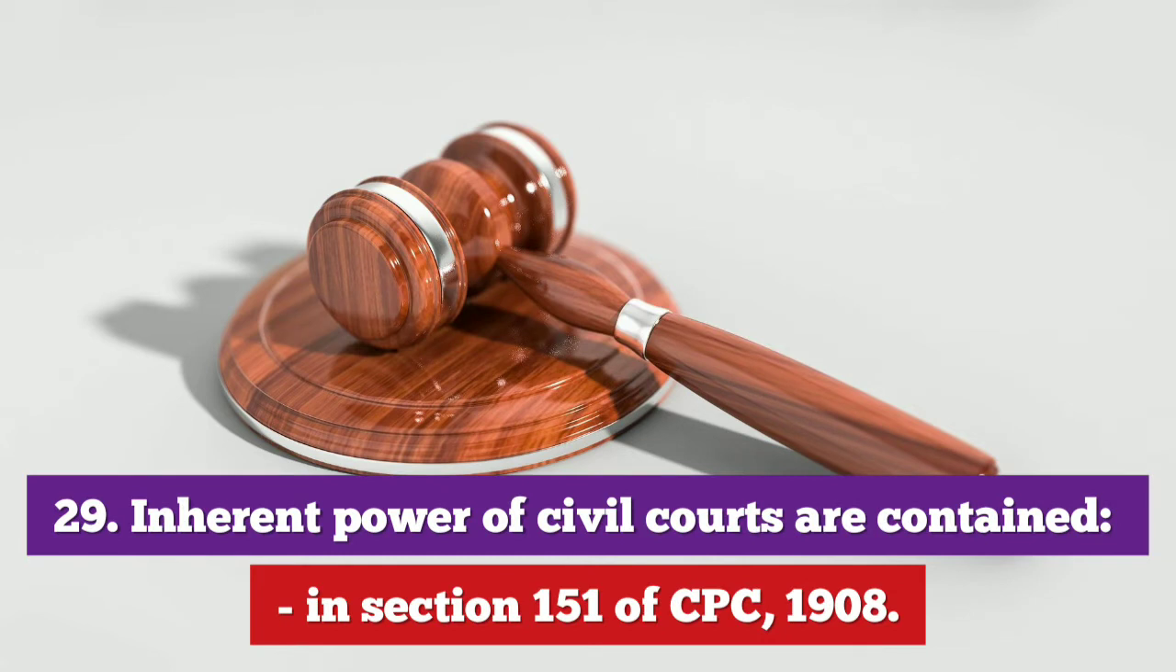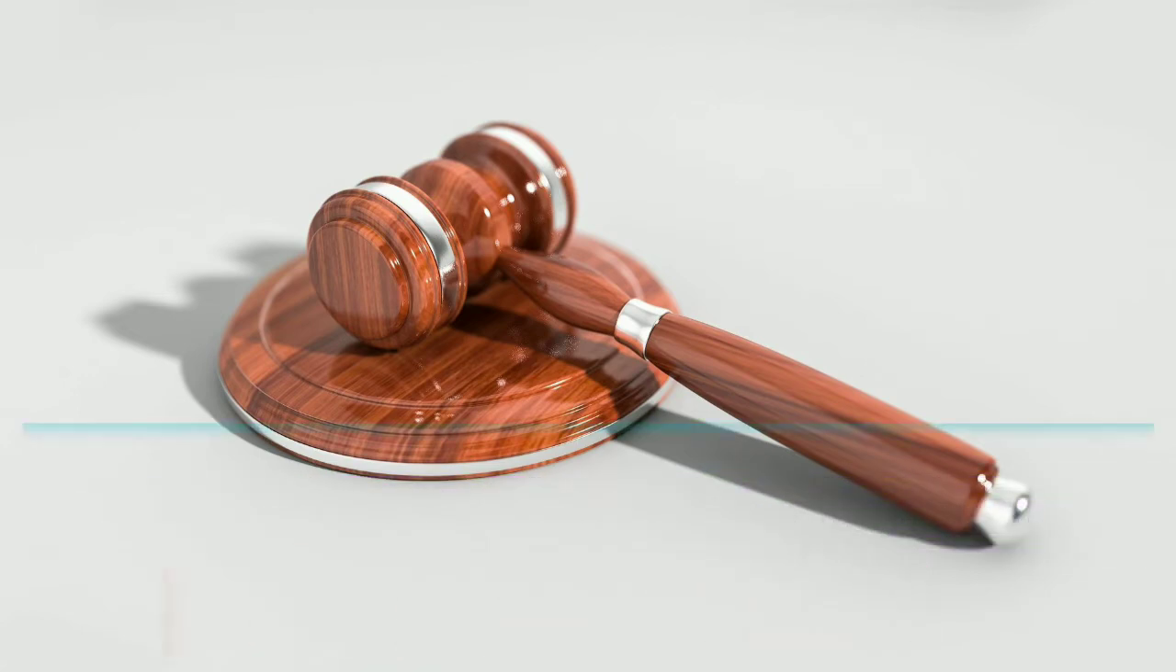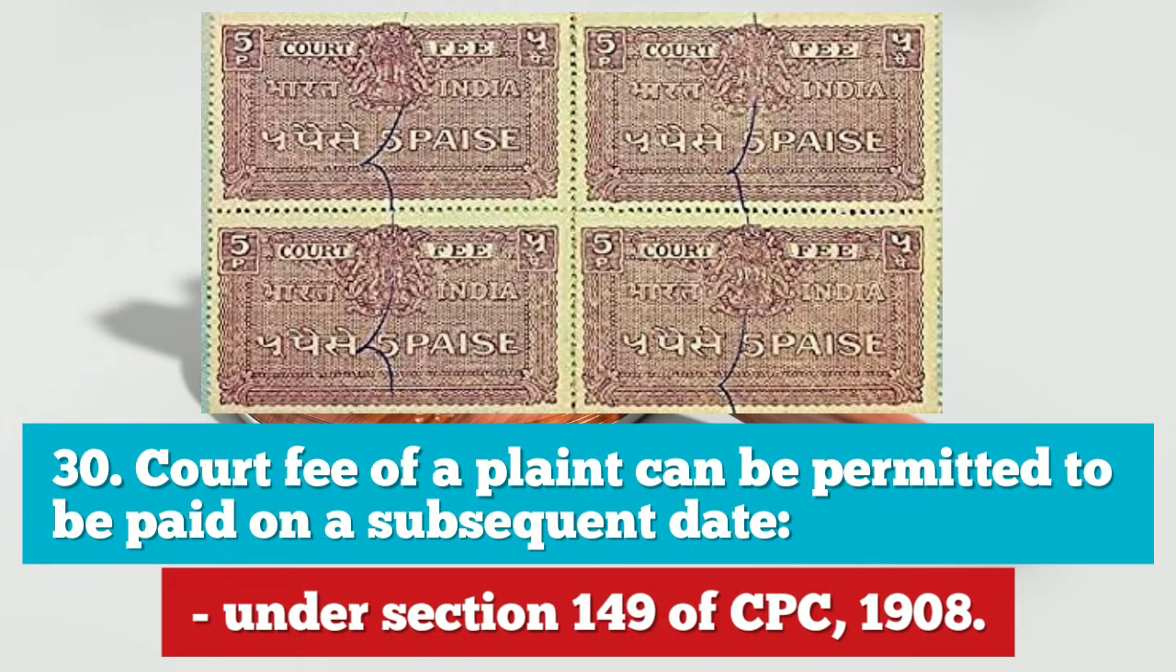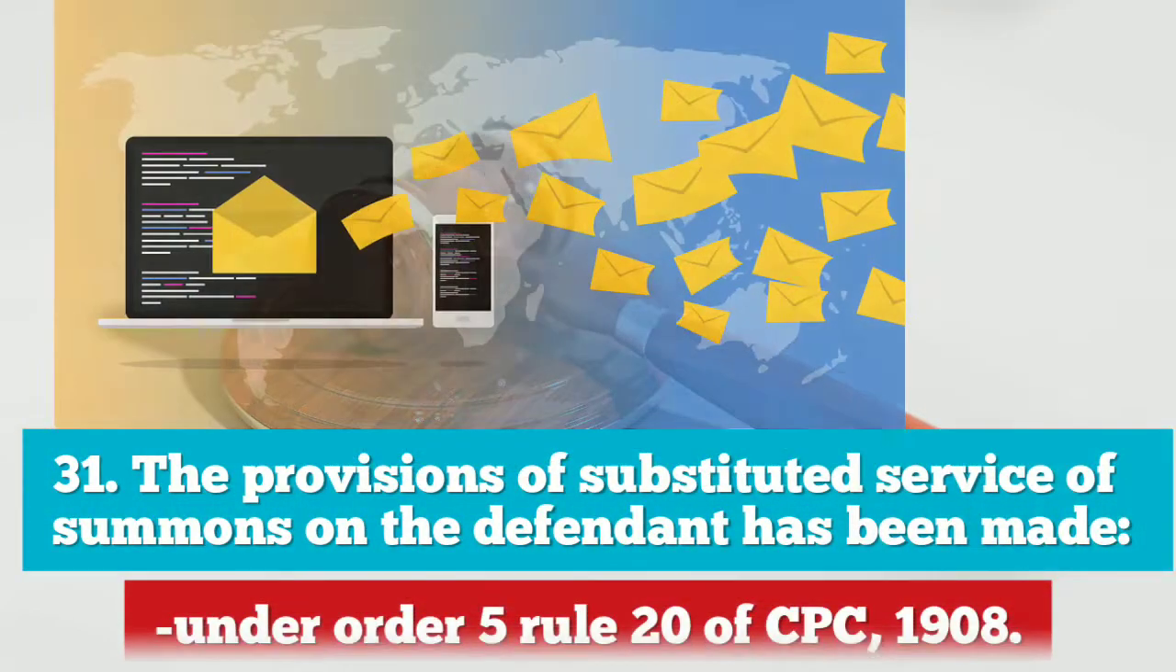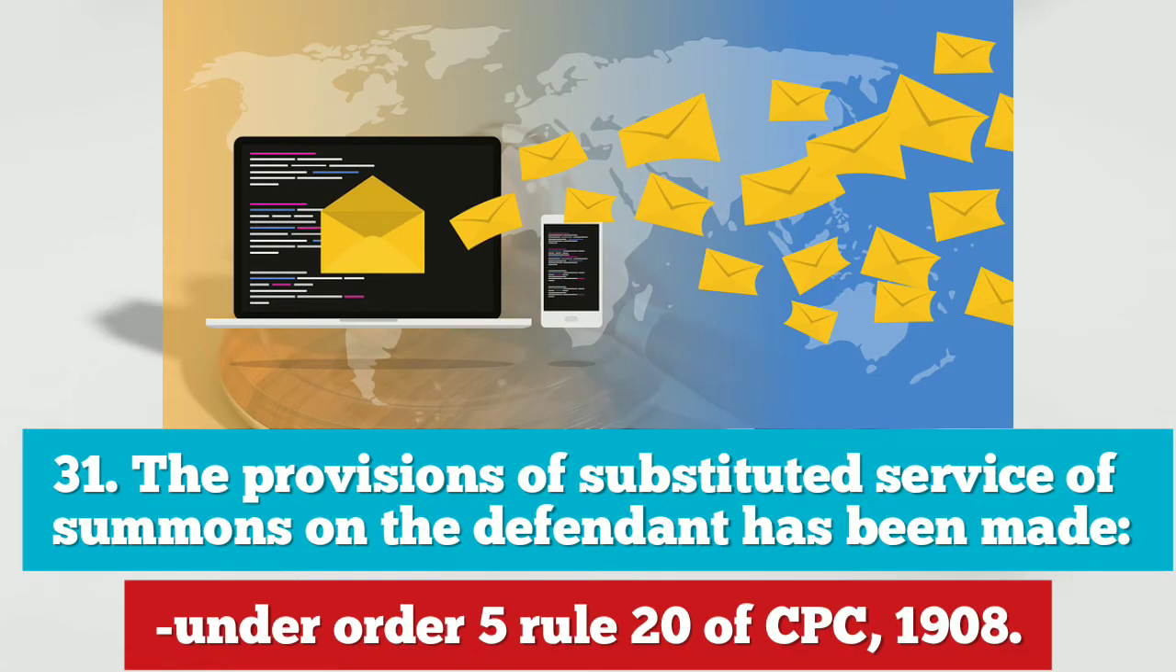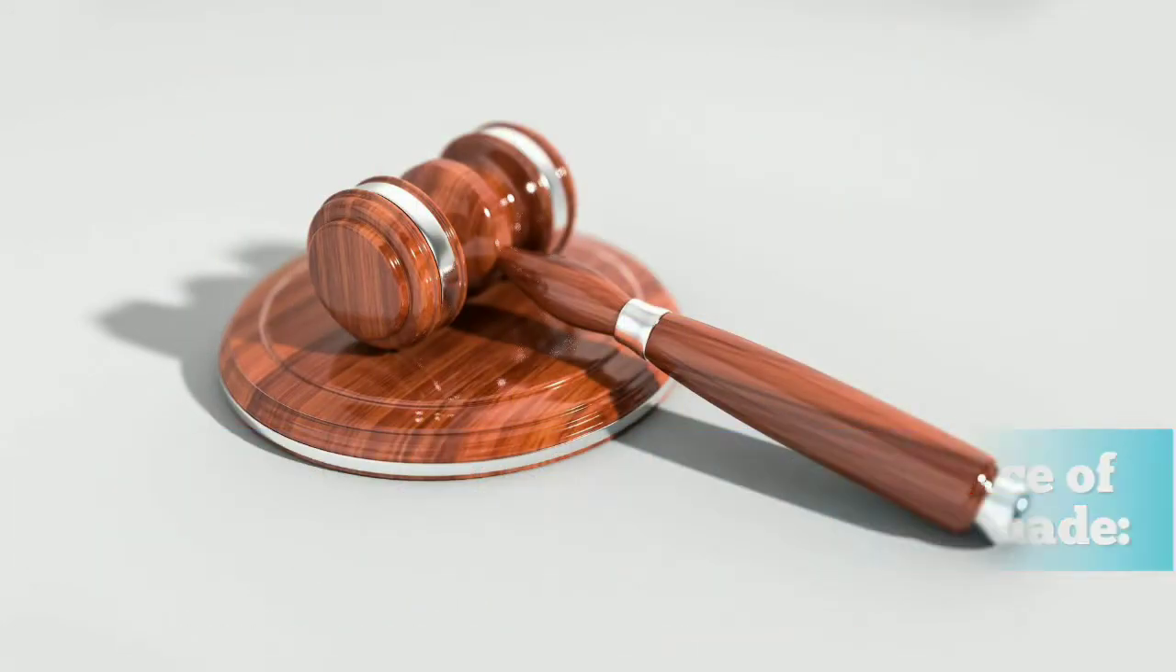Question 29. Inherent power of civil court are contained in section 151 of CPC. Question 30. Court fee on a plaint can be permitted to be paid on a subsequent date under section 149 of CPC. Question 31. The provision for substituted service of summons on the defendant has made under Order 5, Rule 20 of CPC.